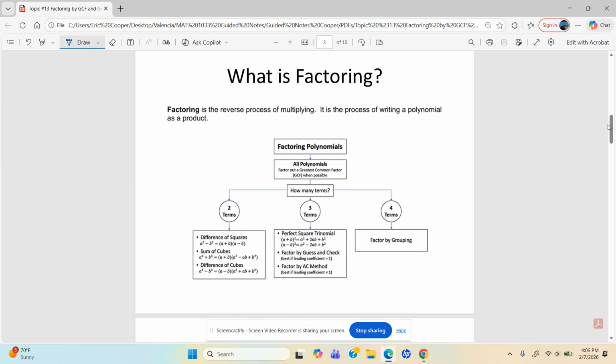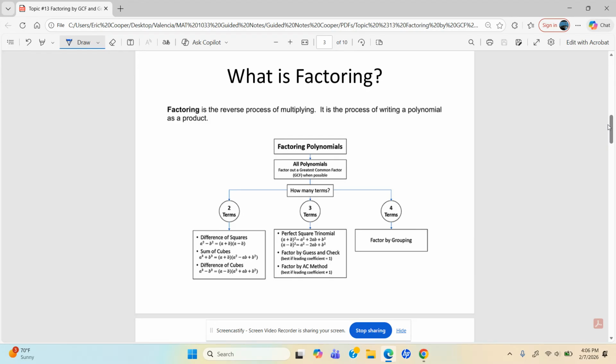What is factoring? Factoring is the reverse process of multiplying. It is the process of writing a polynomial as a product. So when we did polynomial multiplication, for example, we FOILed the answer out. Now we're going to unfoil the answer and get it back to its original state.